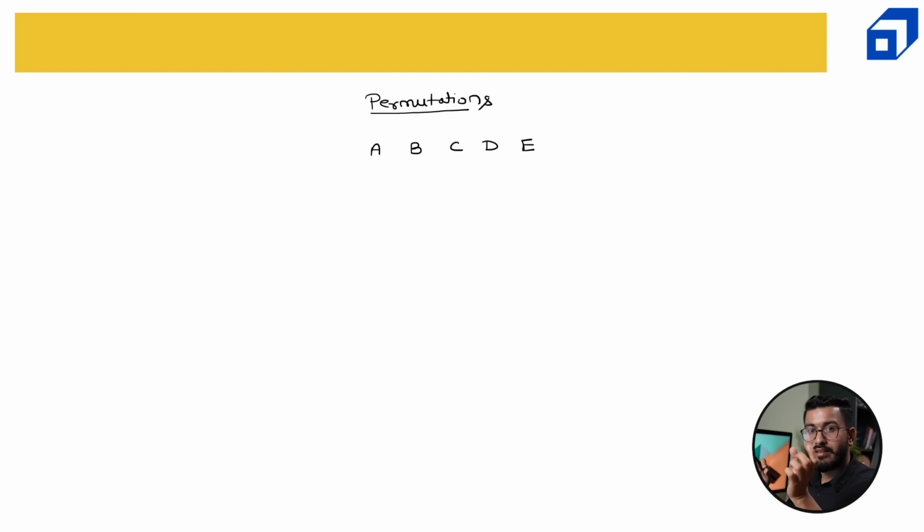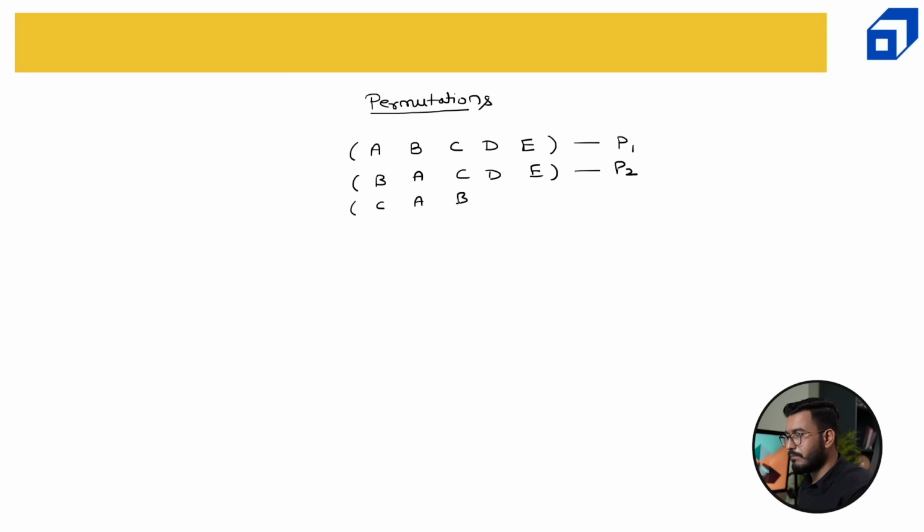So should I keep A first followed by B, C, D, E? So this is one permutation. Similarly, if I place B first followed by A, C, D, E, this is permutation number 2. Similarly, if I keep C first followed by A, B, D, E, this is permutation number 3. So how many such permutations are possible?